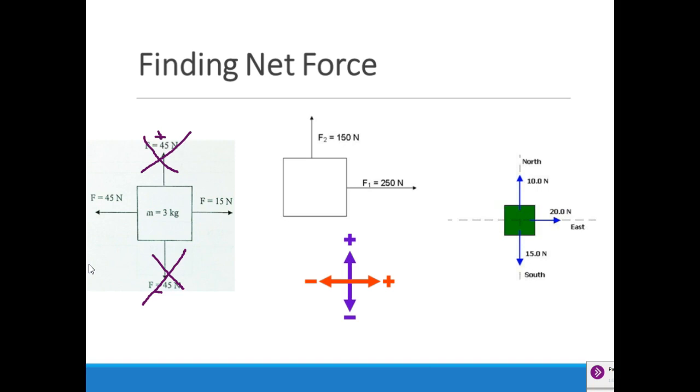Now, what about here? Okay, we can see we've got 45 newtons going to the left, so that's negative, and 15 newtons going to the right, so that's positive. So overall, what do I end up with here? Yes, exactly. You guys are correct. So our net force overall ends up being negative 30 newtons.